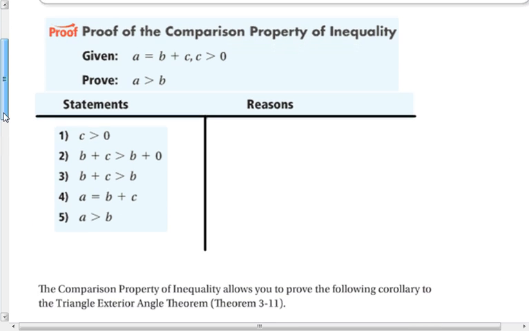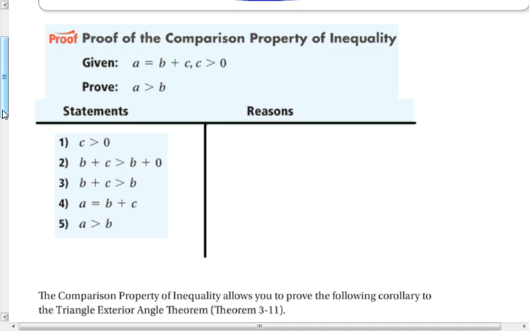Okay, let's just look at a quick proof of the comparison property. So given that A equals B plus C and C is greater than 0, we want to prove that A will be greater than B. So C is greater than 0 is given. B plus C has to be greater than B plus 0, and that's just adding B to both sides, so that's the addition property of equality.